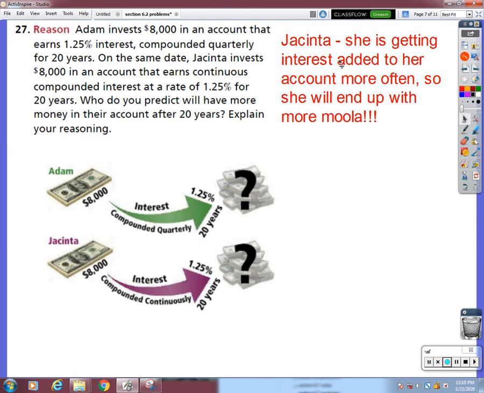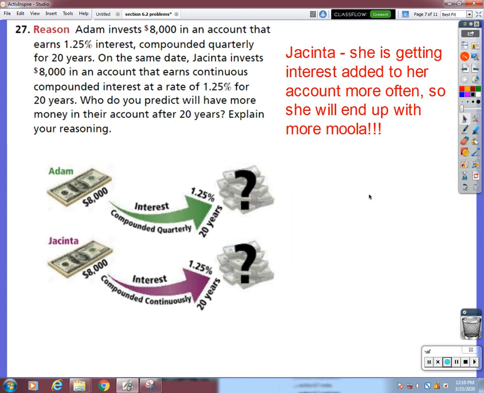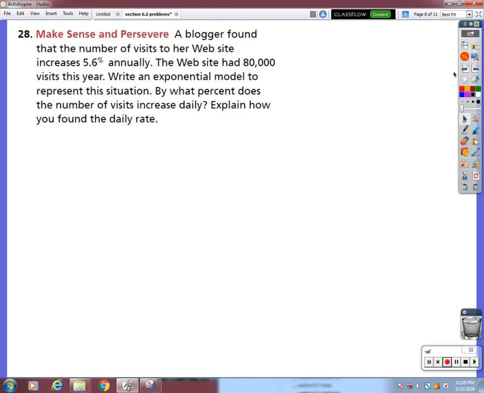Okay, that's kind of the theme, what this is all about there. More often means more interest, means more money.